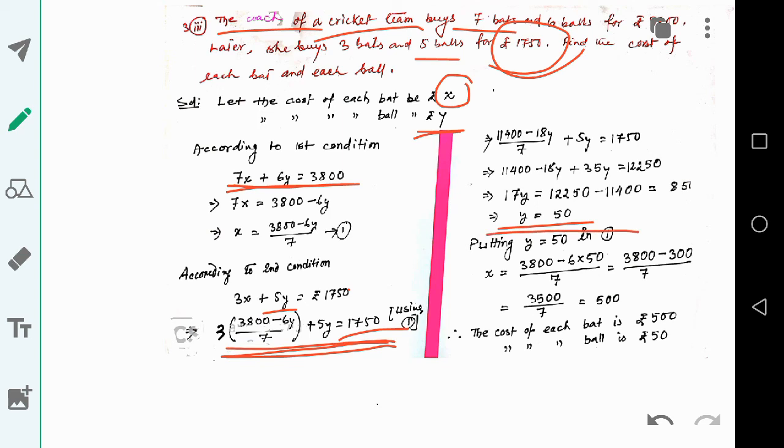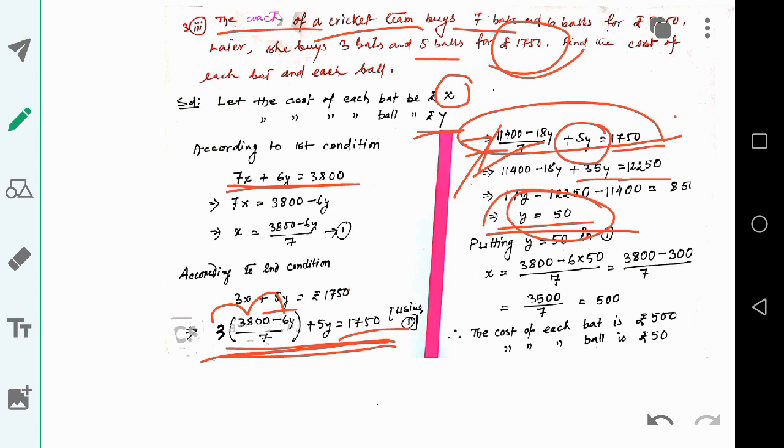I hope you can solve this. Just multiply by 3 here and here, then you will get this relation, then multiply both sides by 7. If you multiply by 7 here, 7 will be cancelled, then 5 sevens are 35, and 7 into this one, you will get this one. Solving this relation we have got y is equal to 50. That means y is the cost of each ball, so each ball costs rupees 50.